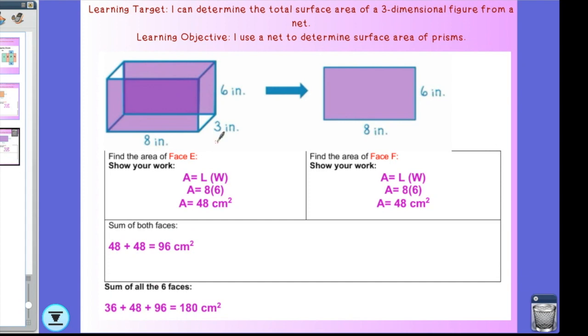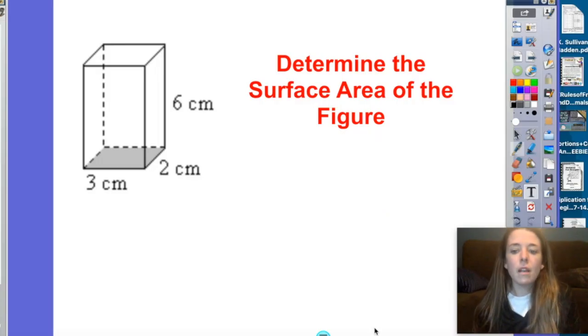Last but not least, the front and the back is 6 times 8. 6 times 8 is 48. You're going to add 48 plus 48 for the front and the back faces, and you get 96. When you add up 36 plus 48 plus 96, you get 180 centimeters squared. So we have determined the surface area of this figure.